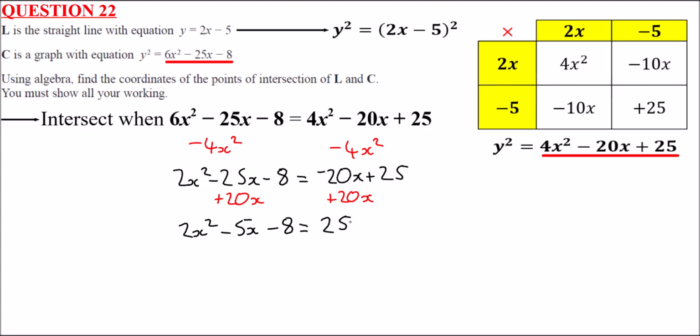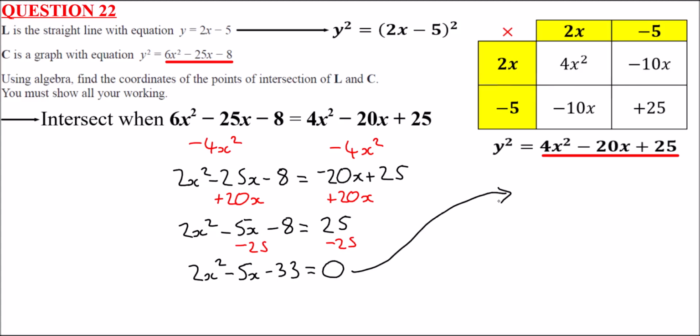Then to get it all equal to 0, I take that 25 from both sides, and therefore now need to solve when 2x squared minus 5x minus 33 equals 0. At this step you can either use the quadratic formula, but this actually does factorise. So I'm in a factorising mood, so I'm going to show you how to do this using factorisation.